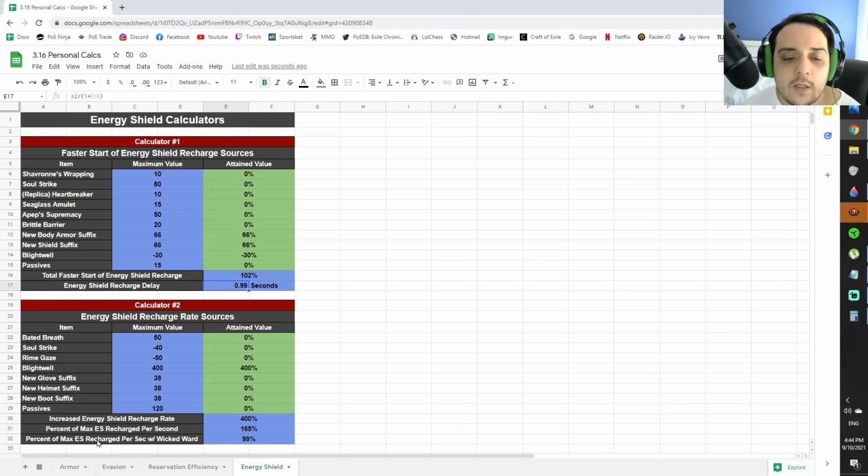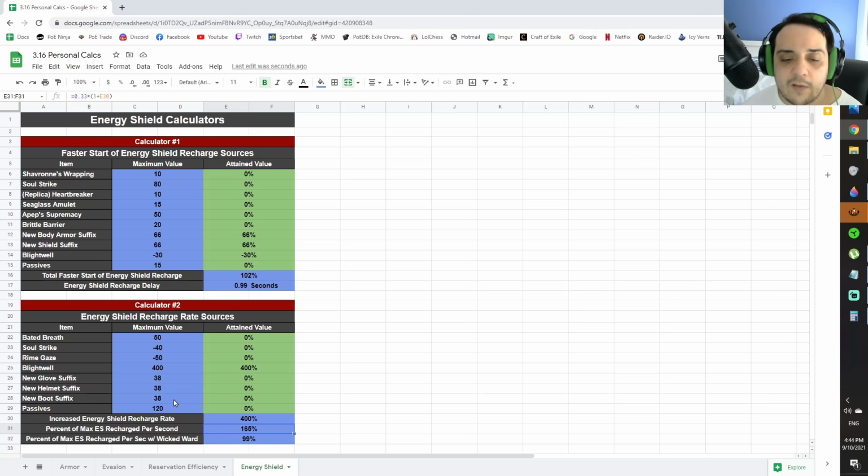The second calculator is just the energy shield recharge rate, and we're doing this because this is getting buffed significantly next patch, and like above, this is a list of all the items that are going to be giving a faster energy shield recharge rate, and also, in some cases, reduced energy shield recharge rate. And then you can do the same thing as above. You can just copy the maximum value into the attained value over here, and it's going to calculate your increased energy shield recharge rate, and then it's going to tell you how much of your maximum energy shield you're recharging per second with and without Wicked Ward.